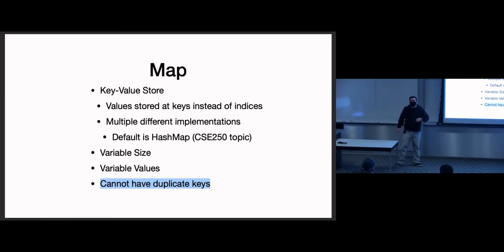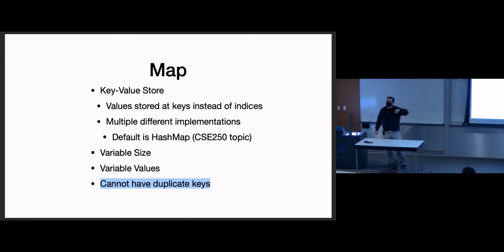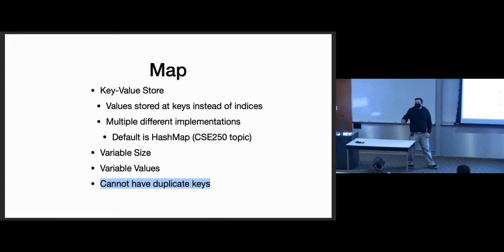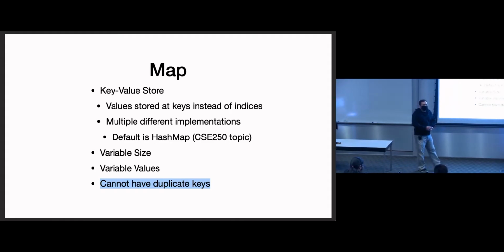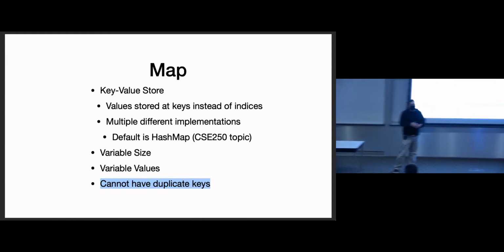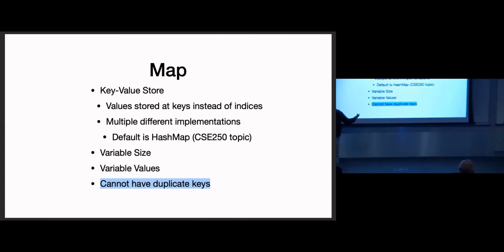Because say you have duplicate keys, say I have a map of int to int where I have the key value pair 1, 2, and also the key value pair 1, 3. When I go to that map and I say, give me the value for the key 1, do I want it to return 2 or 3? Like, what's the map supposed to do there?